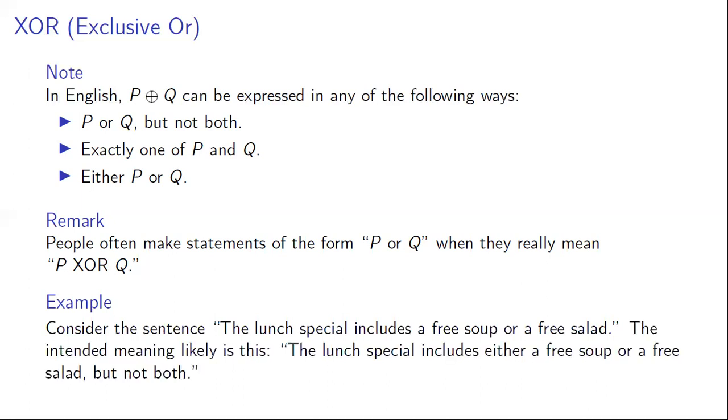So the intended meaning likely is: the lunch special includes either a free soup or a free salad, but not both. That's something to keep in mind. Typically "or" means inclusive or, but sometimes people use the word "or" when they really mean exclusive or, and often you can determine from the context that they mean exclusive or. But ideally, when you're writing and you want to express exclusive or, you should use something like P or Q, but not both.